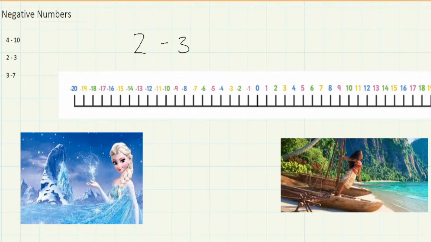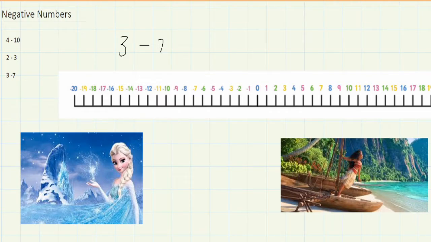So again, we're going to start on the number line at our 2, which is our starting point. And then we're going to jump 3 degrees down. 1, 2, 3. So 2 take away 3 degrees equals negative 1. And actually, they might be asking you to do this size. Again, one final simple example. 3 take away 7. We want to go into the negative numbers.